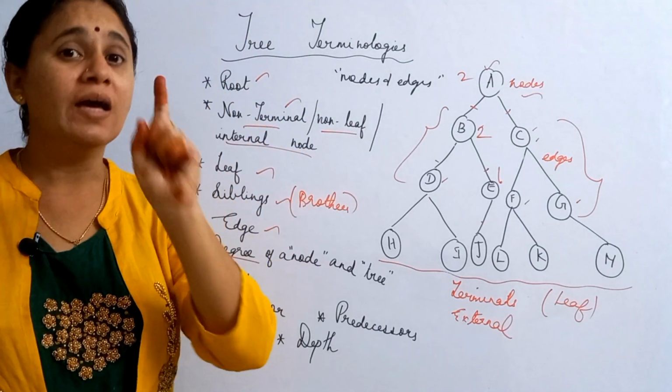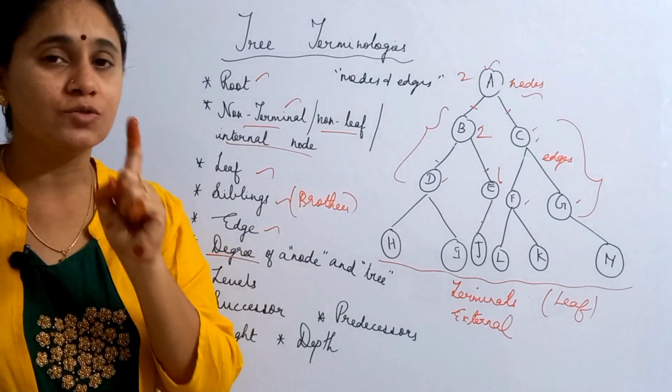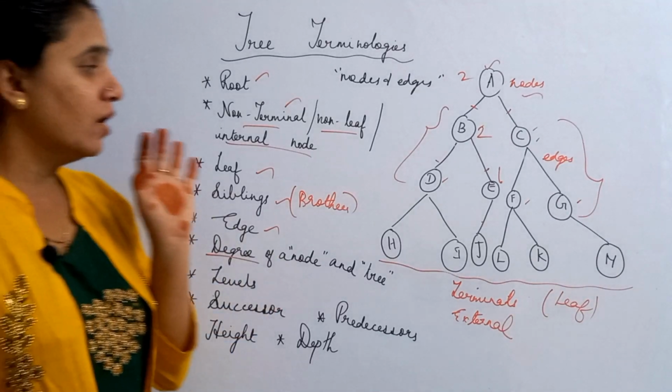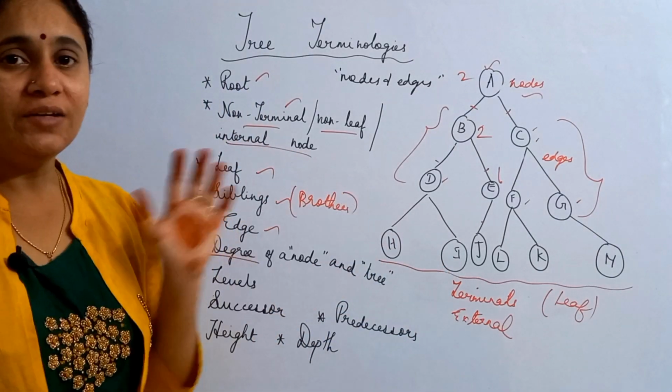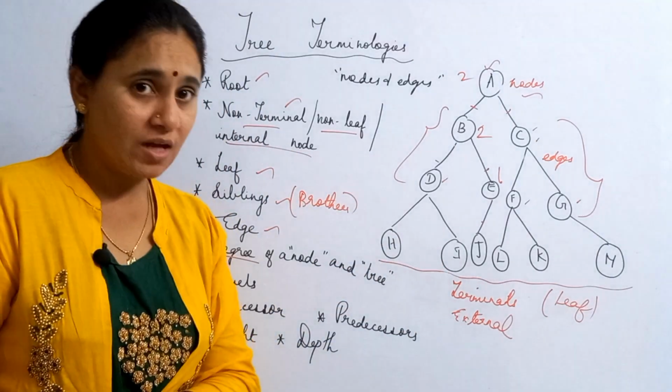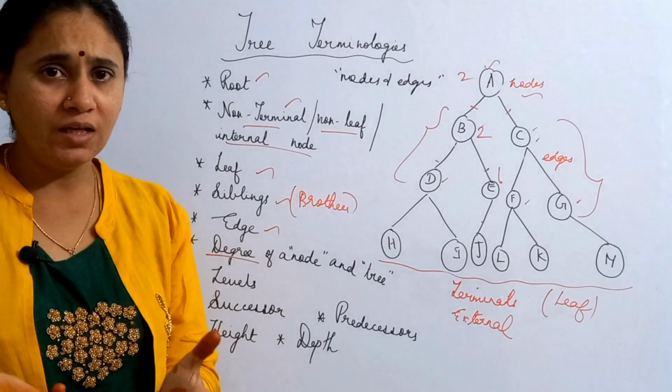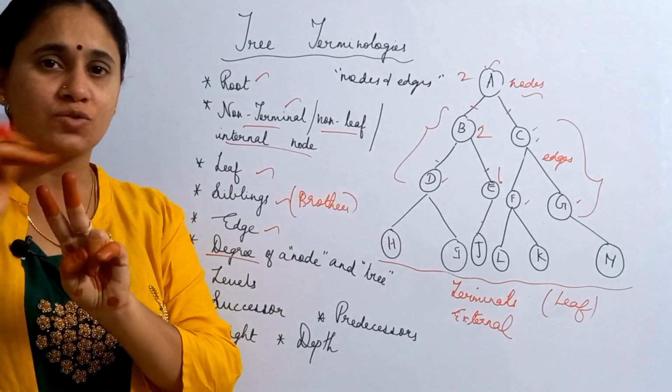Okay, a node which has the maximum number of children gives the degree of a tree. For example, here we are discussing the binary tree. Already I told you we are going to start with the binary tree. So in a binary tree, what is binary? Any two values, 0 or 1, is called binary.